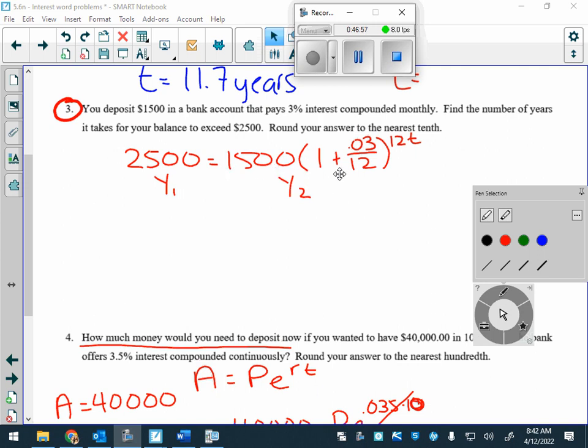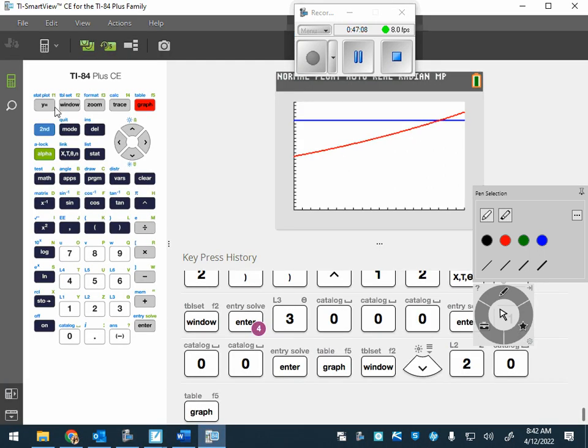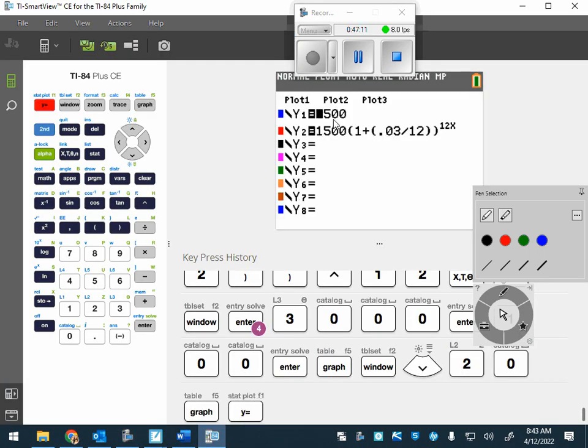Then it's 1 plus, since it says compounded monthly, you're using the compound interest, 0.03 divided by 12 raised to the 12t. So then you go in your calculator. Y1 is 2,500. Y2 is the other part of your equation. Make sure you have parentheses where you need parentheses. It's 1,500, parenthesis, 1 plus another parenthesis, 0.03 divided by 12, close parenthesis, close it again, to the 12x.